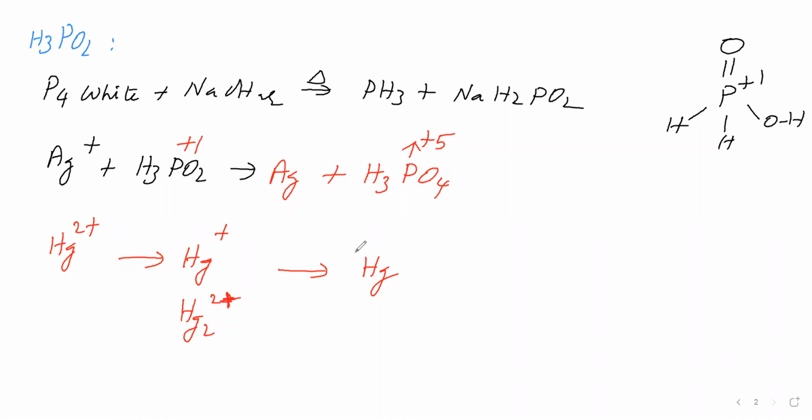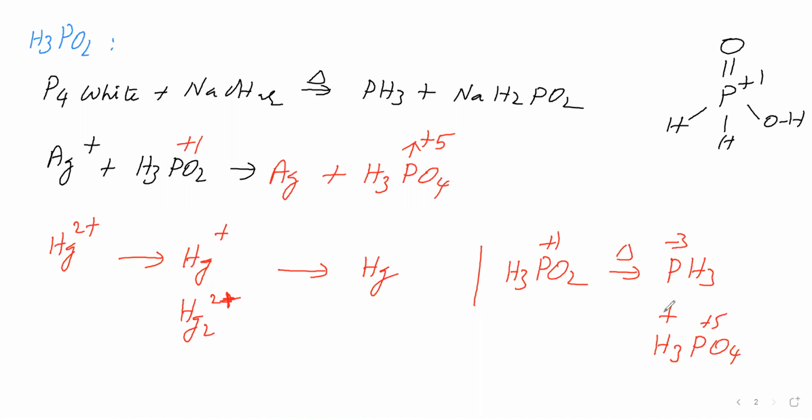Disproportionation is possible. H3PO2 undergoes disproportionation on strong heating. This +1 phosphorus becomes the least oxidation number, -3, in phosphine, and the highest oxidation number, +5, in H3PO4. P +1 going to -3 is reduction, and +1 converting into the highest oxidation number +5 is oxidation. That means disproportionation is possible.